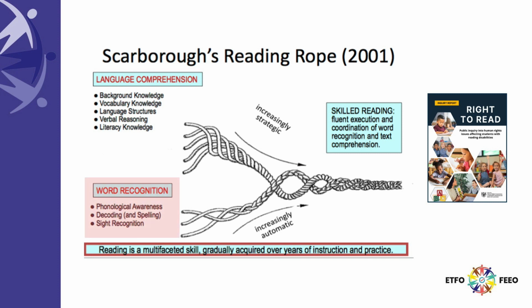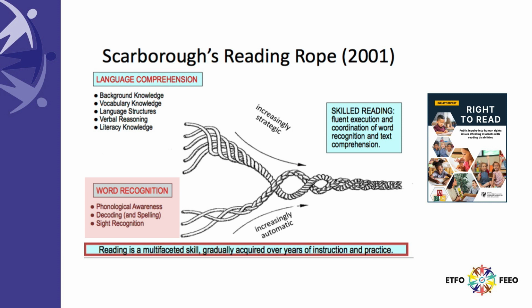The word recognition strand within Scarborough's reading rope encompasses the essential skills required to recognize and decode individual words during the process of reading. This strand involves several interconnected components. Phonological awareness is the ability to identify and manipulate individual speech sounds, or phonemes, in spoken language. Decoding entails converting written letters into their corresponding spoken sounds. Students need explicit instruction in alphabetic knowledge, phonics, blending, fluency, morphology, and spelling rules to become fluent decoders.